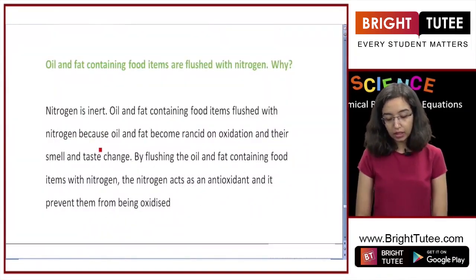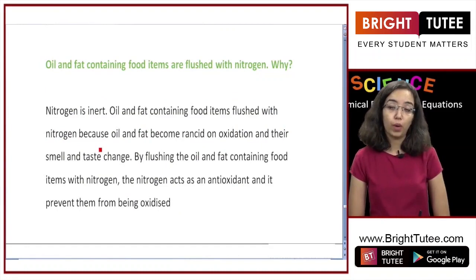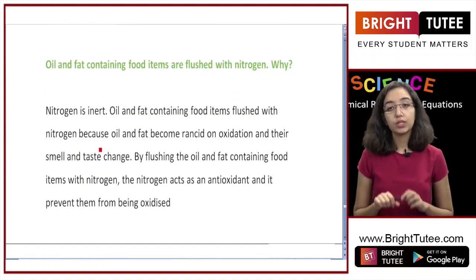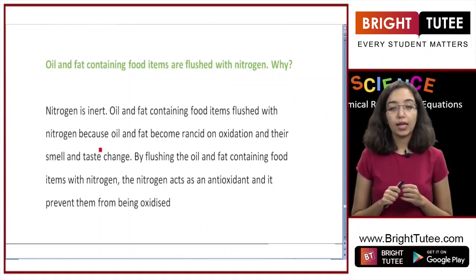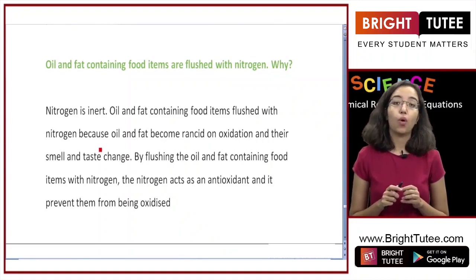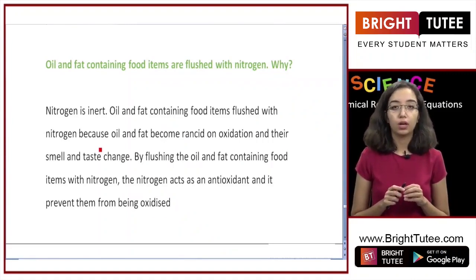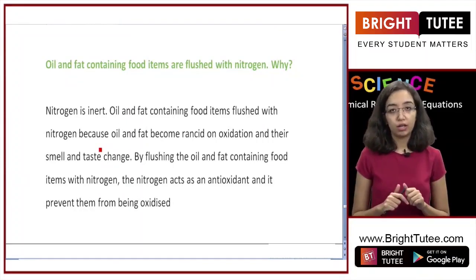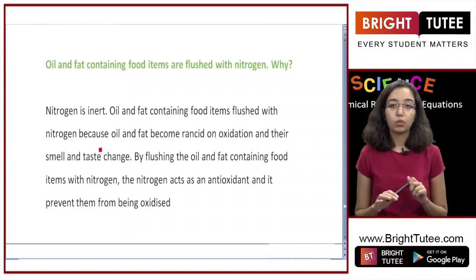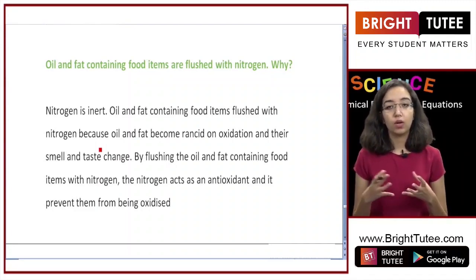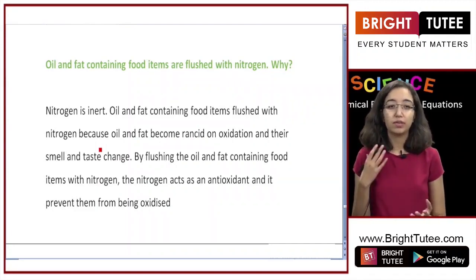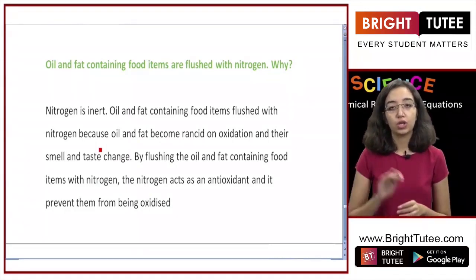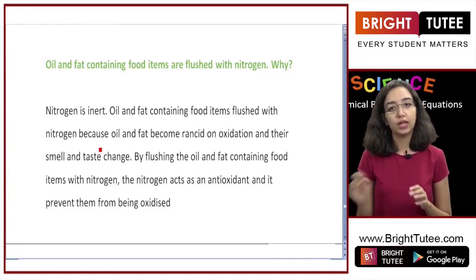Oil and fat containing food items are flushed with nitrogen. Why? Because nitrogen is an inert gas, and that is why it can prevent the oxidation of oil and fats, which would make them rancid. If you did not insert nitrogen in these packets, they would get oxidized and rancid, which will give a very bad taste and smell. So to prevent rancidity, we flush these packings with nitrogen gas.